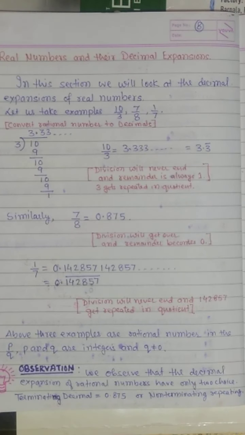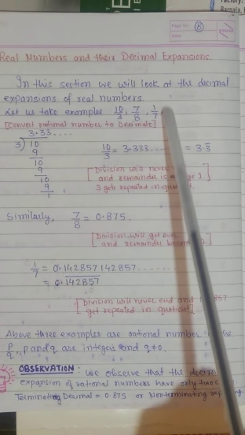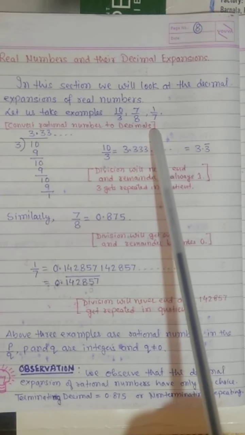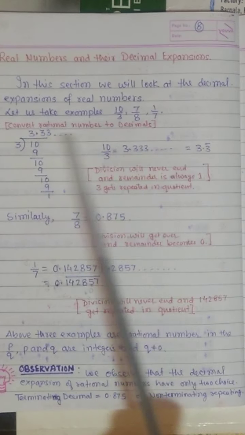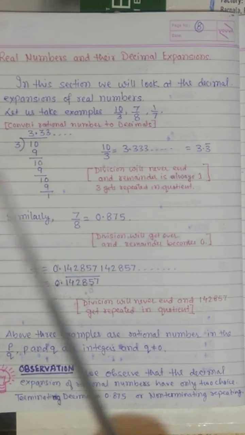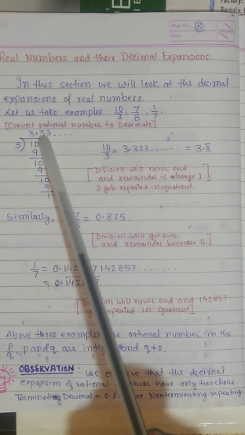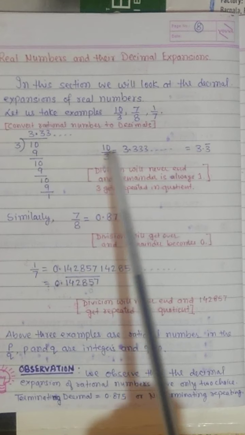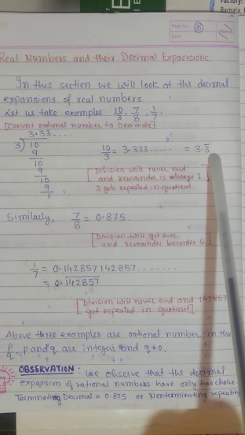For this, let us first consider the examples 10 by 3, 7 by 8 and 1 by 7. Convert these rational numbers into decimals. If we divide 10 by 3, on performing the division we get 10 by 3 equals 3.3333, and it is written as 3.3 bar.